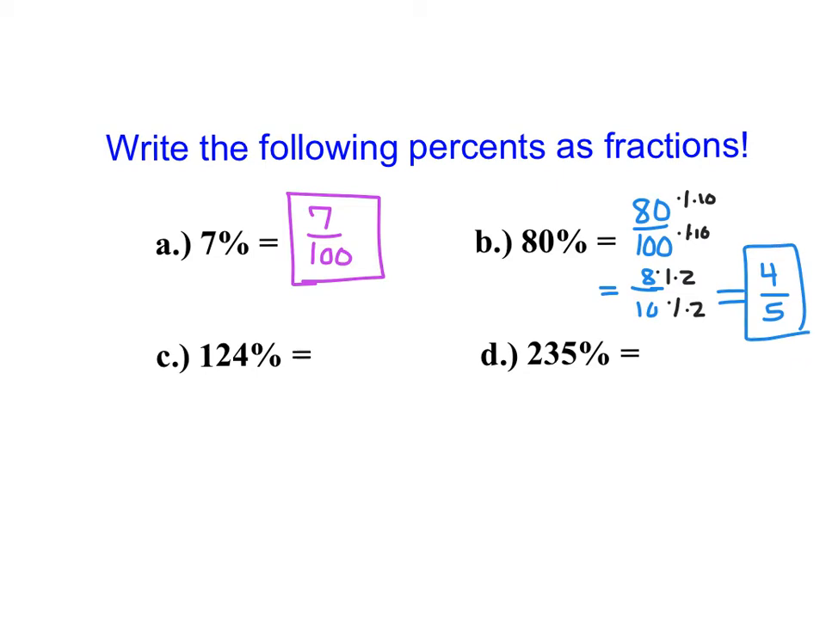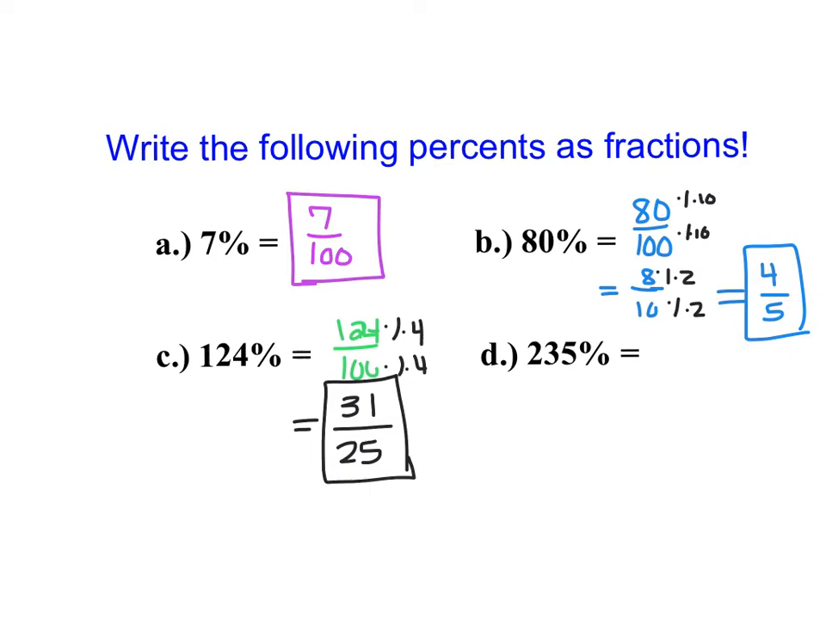I then can move on to 124%. That one I would write 124 over 100. And then from here, my goal is to simplify. I can see that these are both divisible by 4. So my denominator would become 25, and my numerator would become 31. Then from here, I can see this is in simplest form, so my fraction is fully simplified.